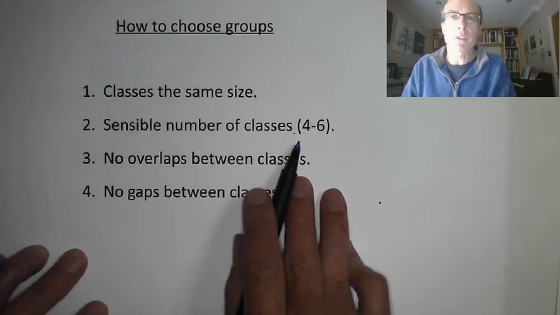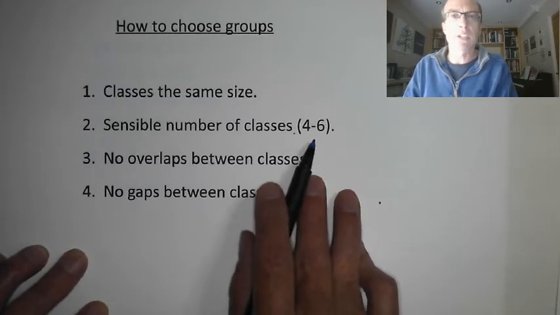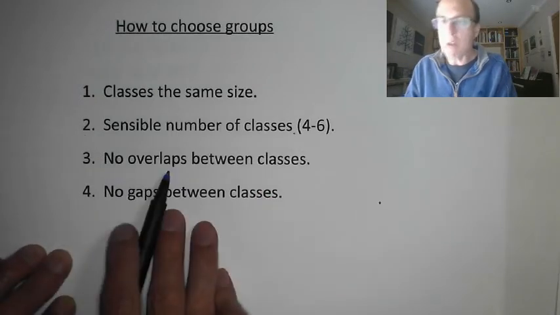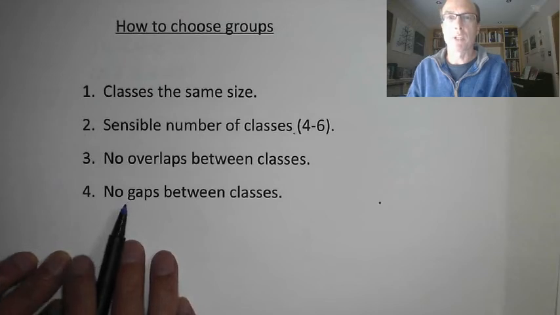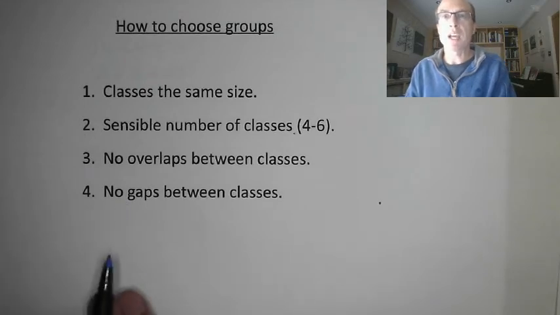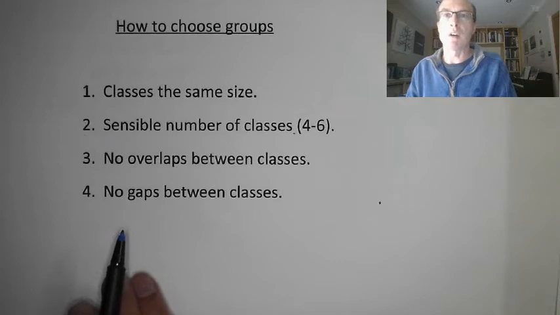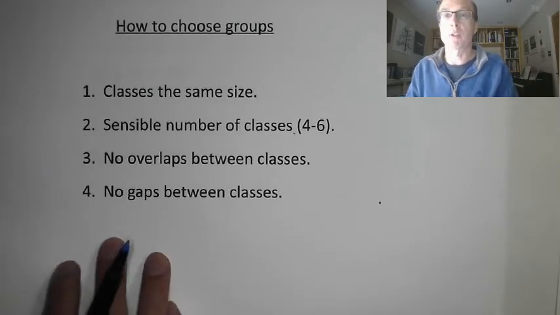Sometimes you get away with something smaller, sometimes it makes sense if it's a little bit bigger, but broadly 4 to 6. If you're plotting 10 or 12 bars, you've got way too many. I need no overlaps between my classes, no overlaps and no gaps. So it's really important that we know exactly where the data goes. There must be a home for every bit of data, and there can't be any uncertainty as to which one of two possible groups it could fit into.